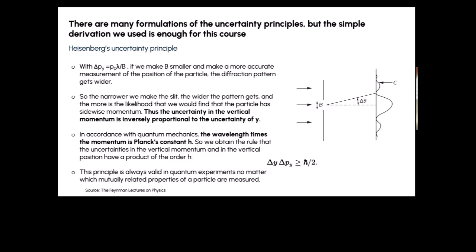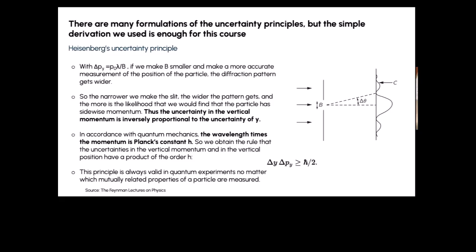And if we make B smaller and make a more accurate measurement of the position of the particle by making the slit smaller, the diffraction pattern gets wider, because if B is below one, then of course, because it's in the denominator, the whole expression gets bigger. So the narrower we make the slit, the wider the pattern gets, and the more likely we would find the particle has sidewise momentum. Thus, the uncertainty in the vertical momentum is inversely proportional to the uncertainty of Y.